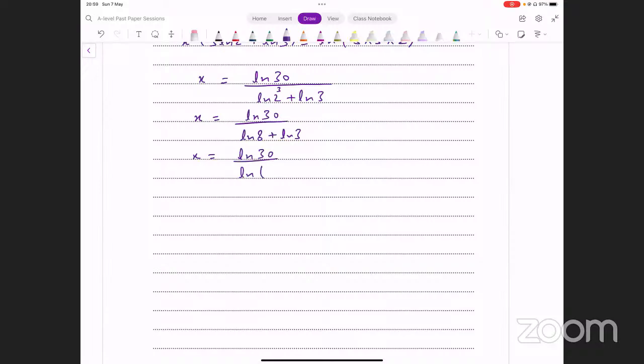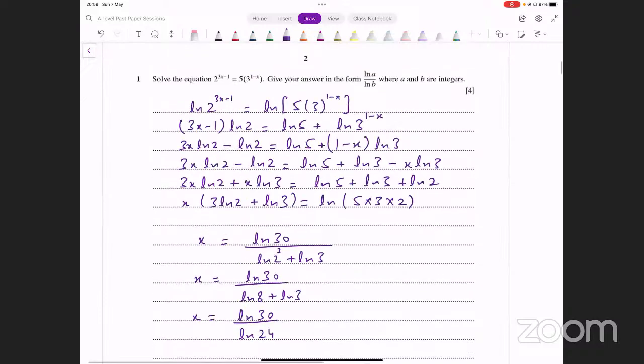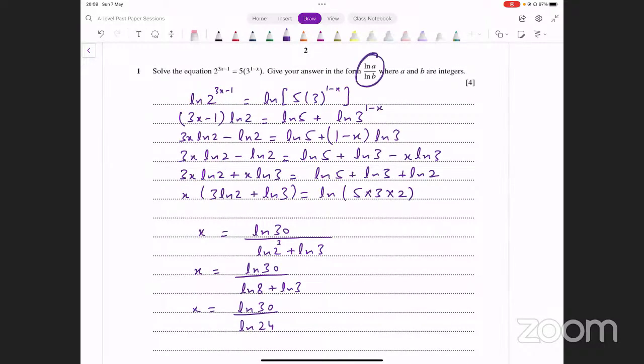What is that going to give you? That is going to become 24. So that's ln of 24. This is addition outside log. Inside log, it's going to become multiplication. And that's what you needed at the end. आपको चाहिए था answer इस form के अंदर ln a over ln b. आपने उस form के अंदर answer दे दिया.